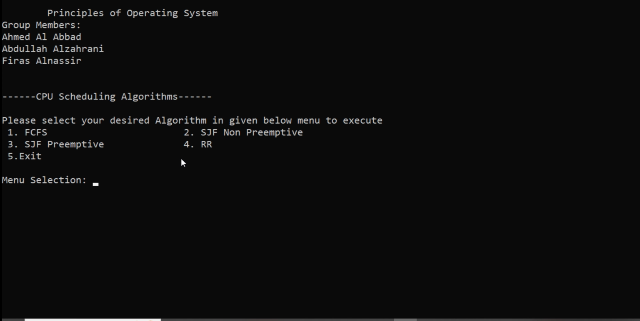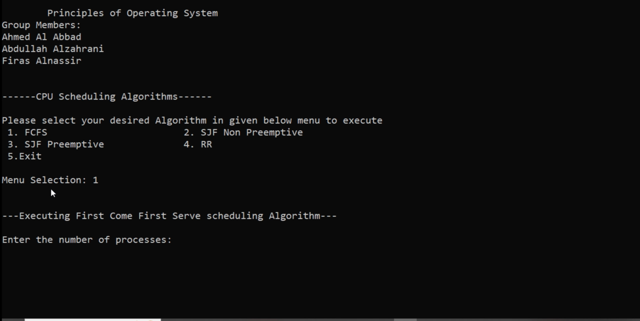For the validation of this algorithm we will use the same example which we have discussed earlier. First of all, we have to select any one algorithm out of these 4 algorithms using menu selection: first come first serve algorithm. After the selection of the menu item, it is showing that it is executing the first come first serve scheduling algorithm. Now it is asking about the number of processes. As we have discussed in the example, there were 4 processes.